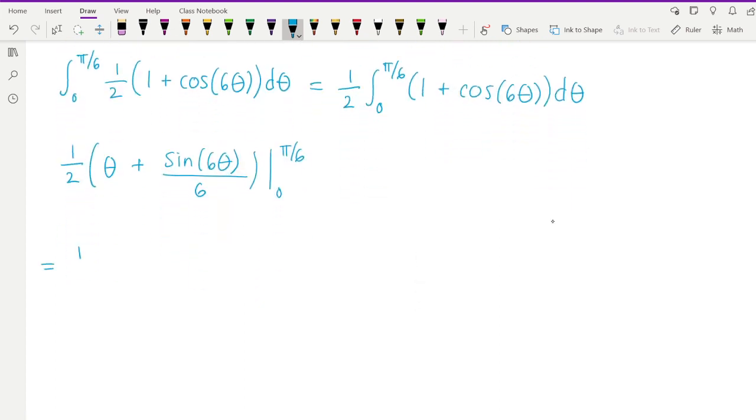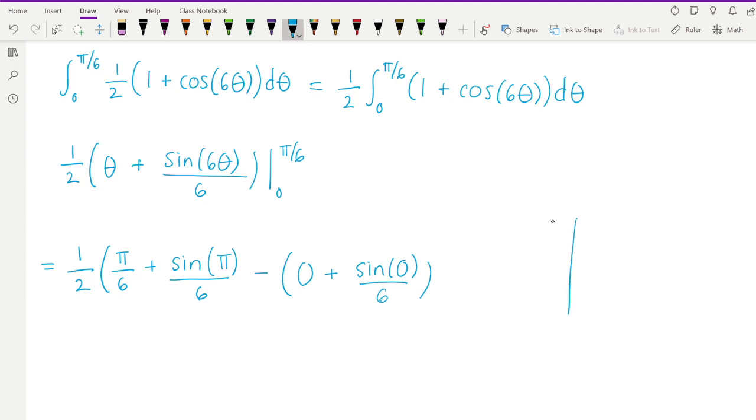So this is going to give us 1/2 times, let's plug in pi over 6, so that's pi over 6 plus sine of 6 times pi over 6, which is just pi, over 6. And from that, we're going to subtract 0 plus sine of 0 over 6.